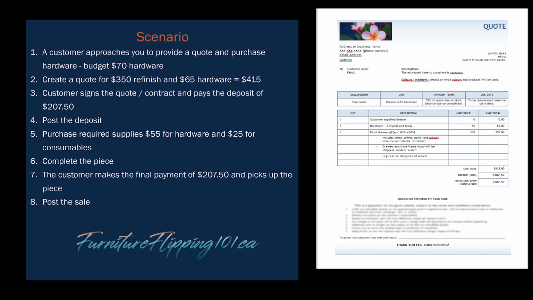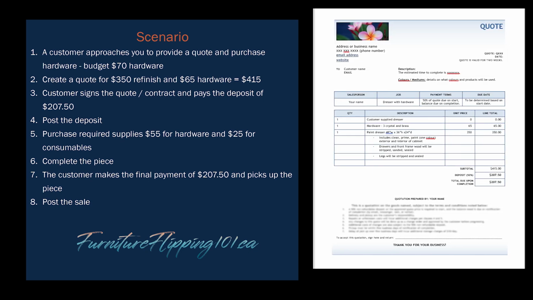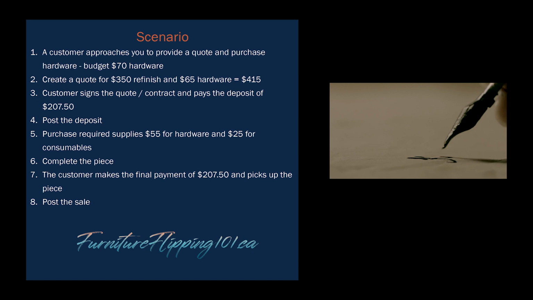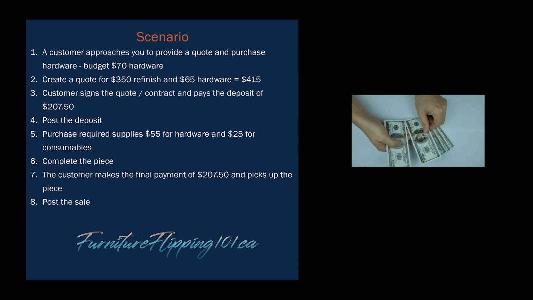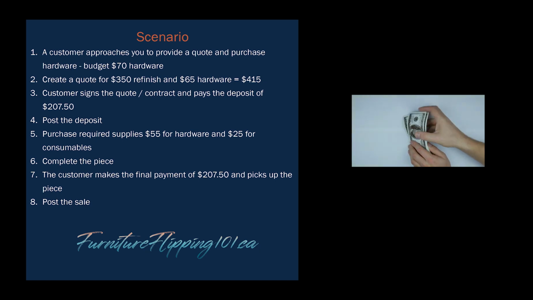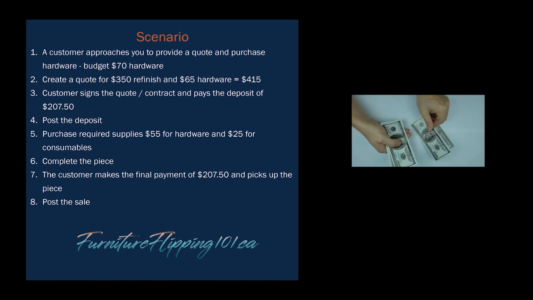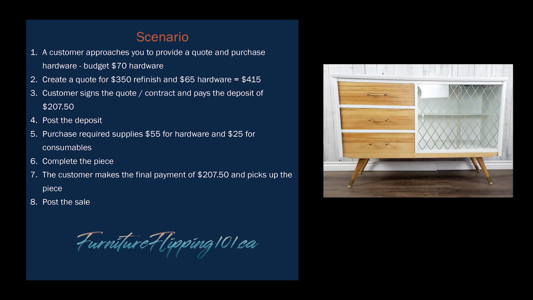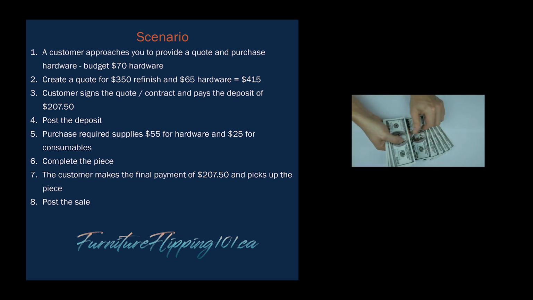You prepare a quote for $350 for the dresser plus hardware at $65. The quoted total is $415. The customer agrees to the quoted price and service. They sign the contract and provide a 50% deposit of $207.50. You buy the hardware for $55 and consumables for $25, which is paint or other supplies. You complete the piece and the customer pays the remaining $207.50 and picks up the piece.